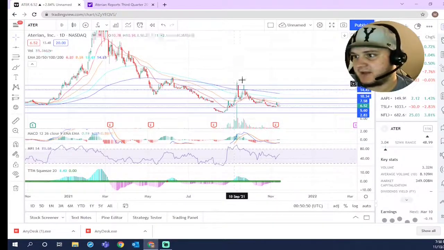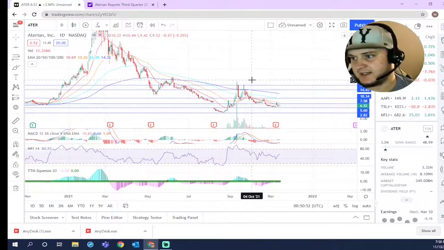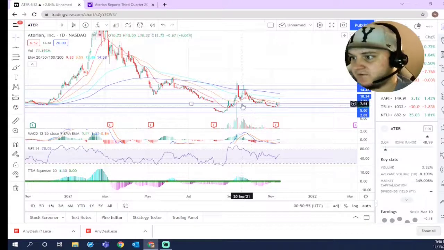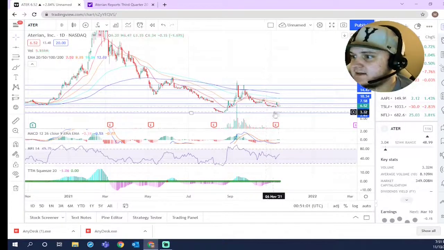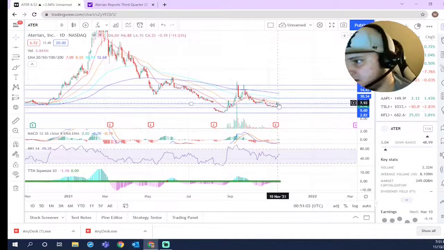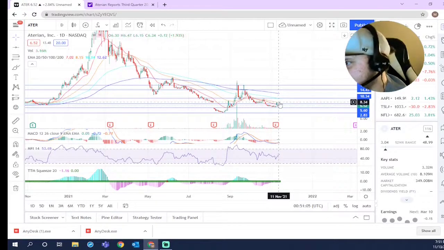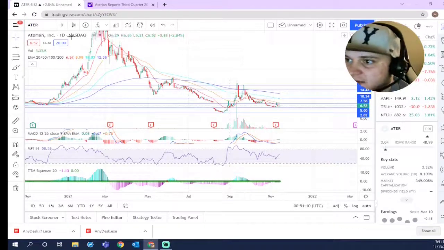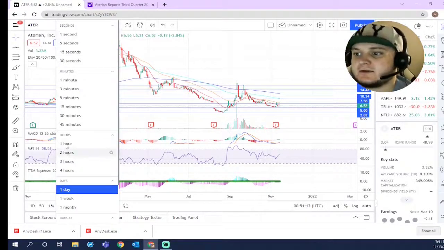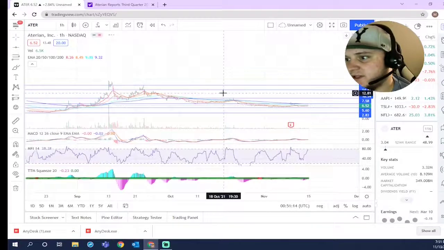Even though this popped up, it hit this level here that it needed to break to fully confirm that trend change. So it's sold off since then. It's had a couple bounces, and the earnings report, it bounced just a tad. I believe it hit the 8s or 9s. Let me pull up the hourly on it, can confirm exactly where it went to. I rode the day trade on it.